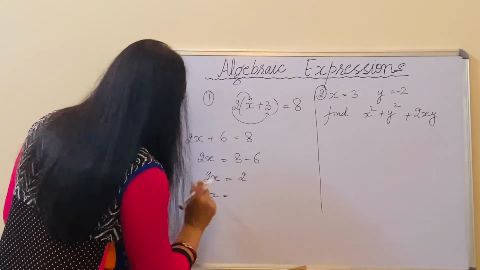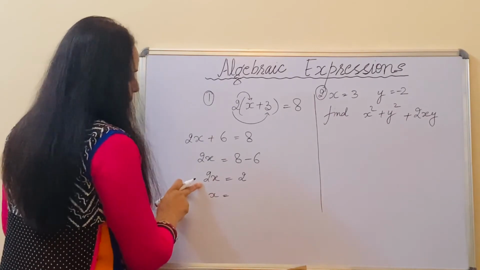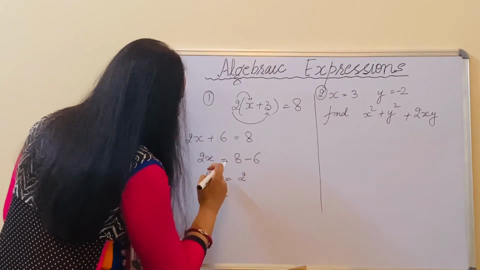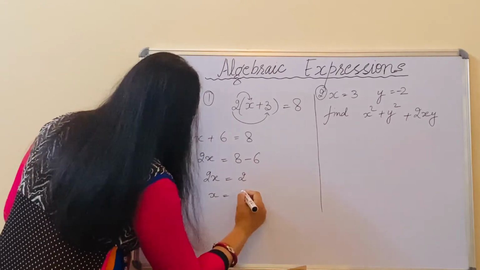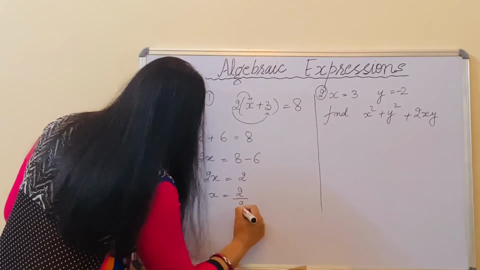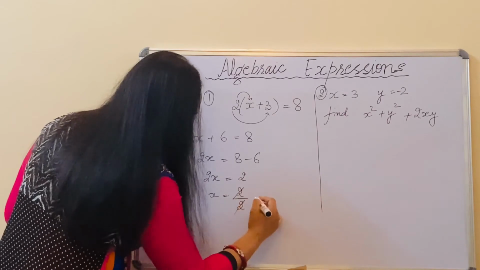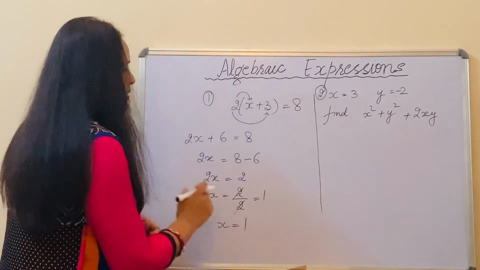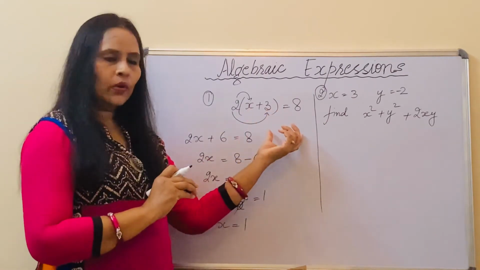2 is in multiplication over here, and when we transfer it from left hand side to right hand side, it comes in division. Cancelling out 2 with 2, we get 1. So the value of x is 1 in this equation.